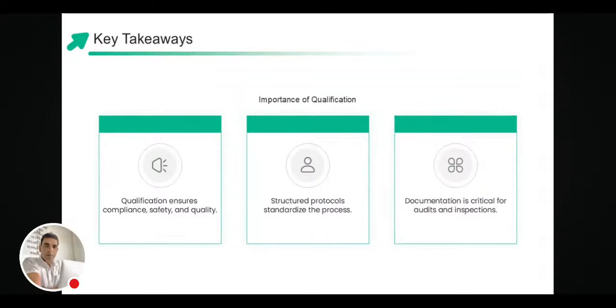Common pitfalls and best practices: we identified frequent mistakes like incomplete documentation and undefined acceptance criteria, and shared actionable best practices including clear objectives, proper training, and ongoing reviews. By adhering to these principles and implementing best practices, you can ensure a robust, compliant, and efficient qualification process that not only meets regulatory expectations but also enhances product quality and patient safety.